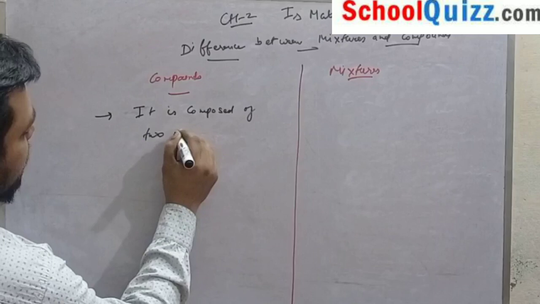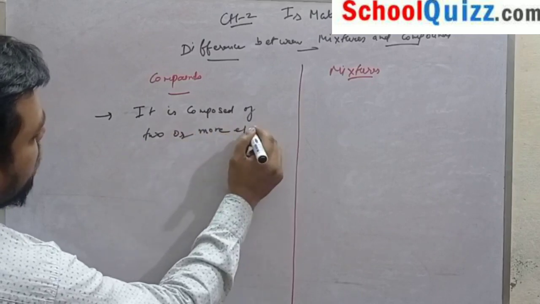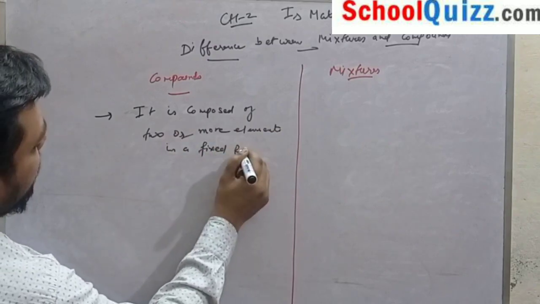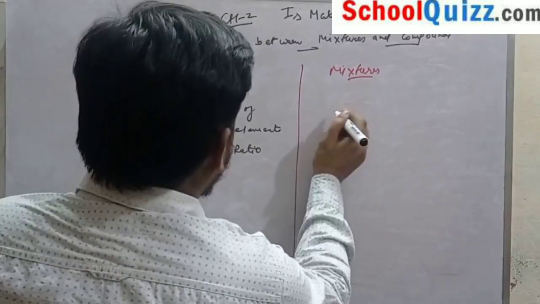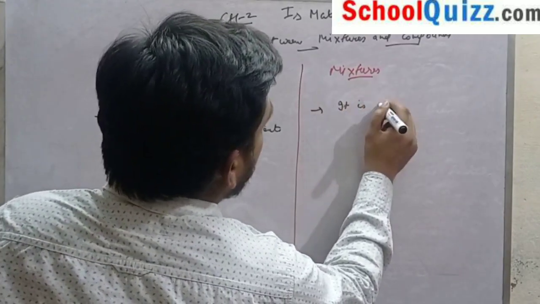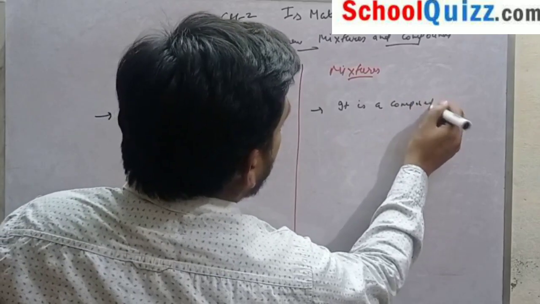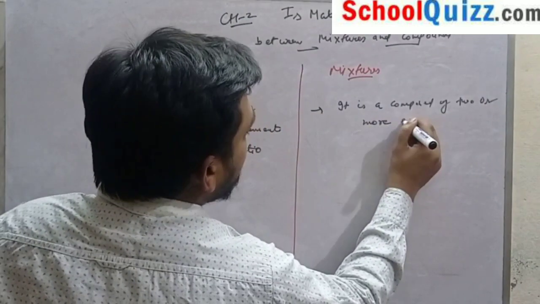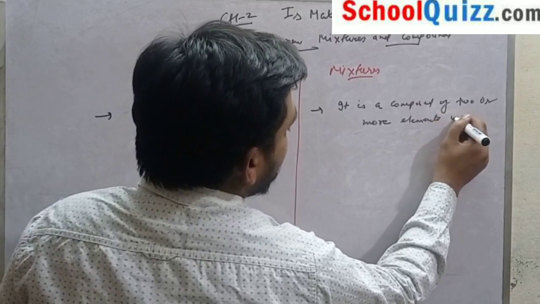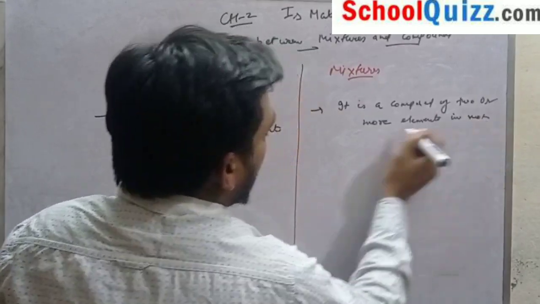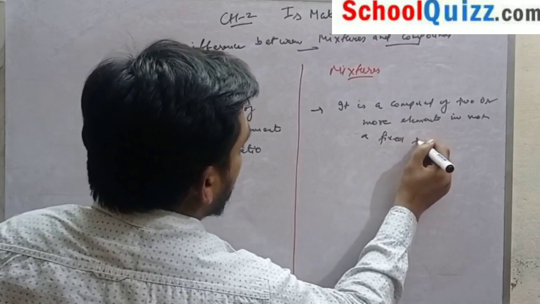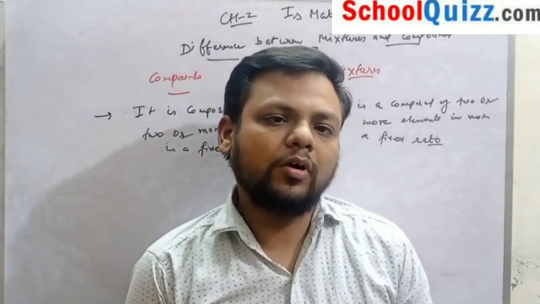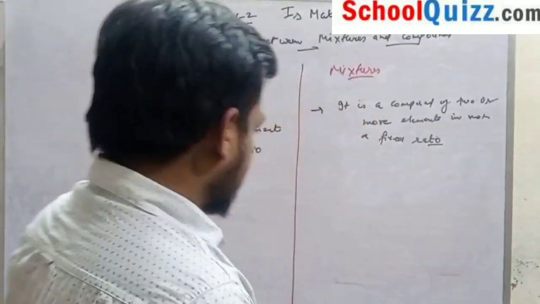A compound is composed of two or more elements in a fixed ratio. Whereas what is a mixture? It is composed of two or more elements in not a fixed ratio, or you can say a variable composition.